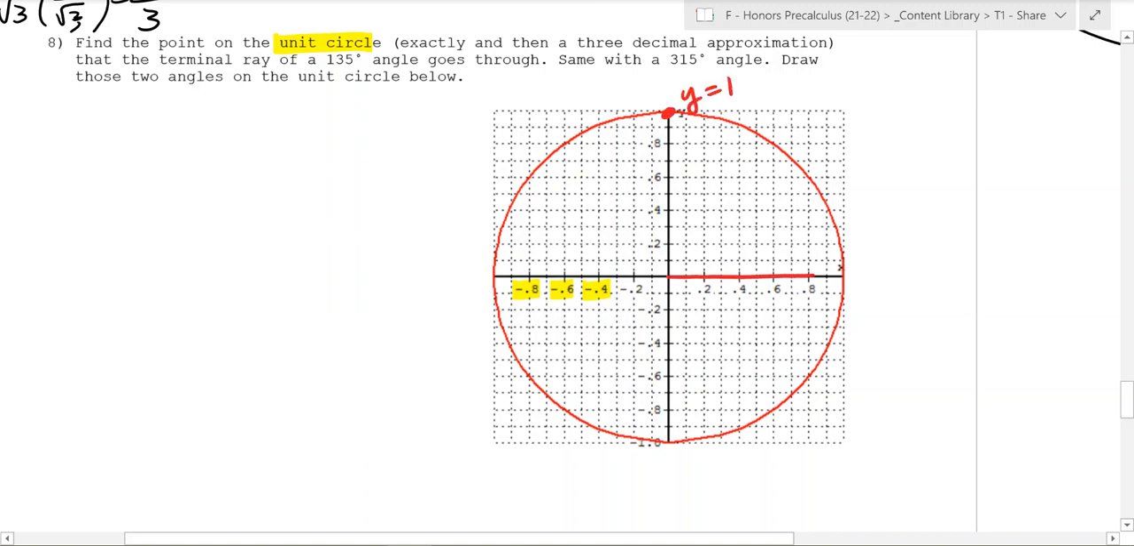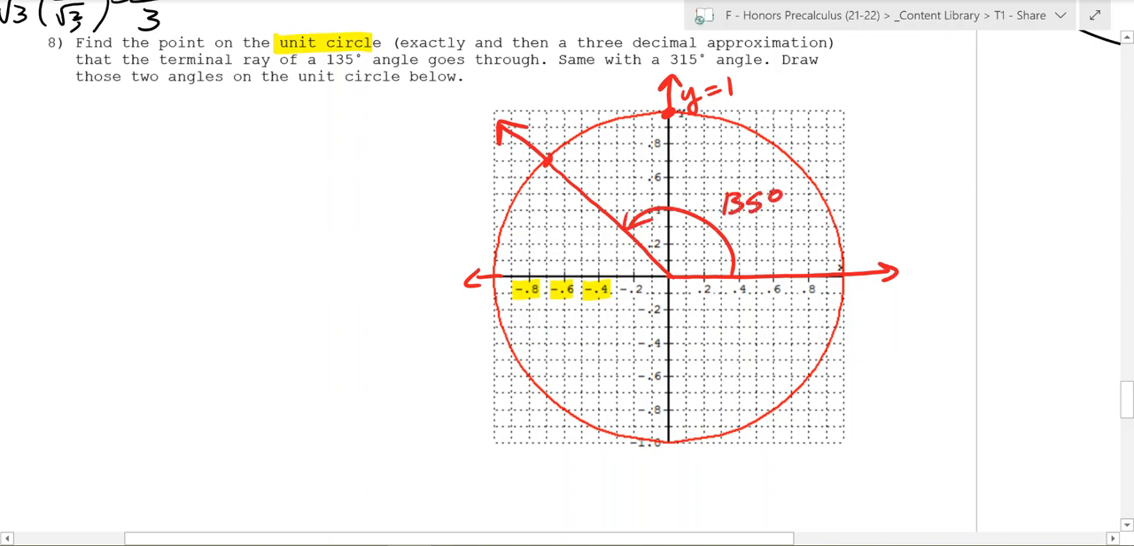135 degrees, you get, this is the initial ray, and then you go 135 degrees. Well, if you go to here, that's 90. And if you go to here, that's 180. 135 degrees is going to be 45 degrees past 90. So that's actually going to go back at this angle right here. So 135 degrees is this right here.